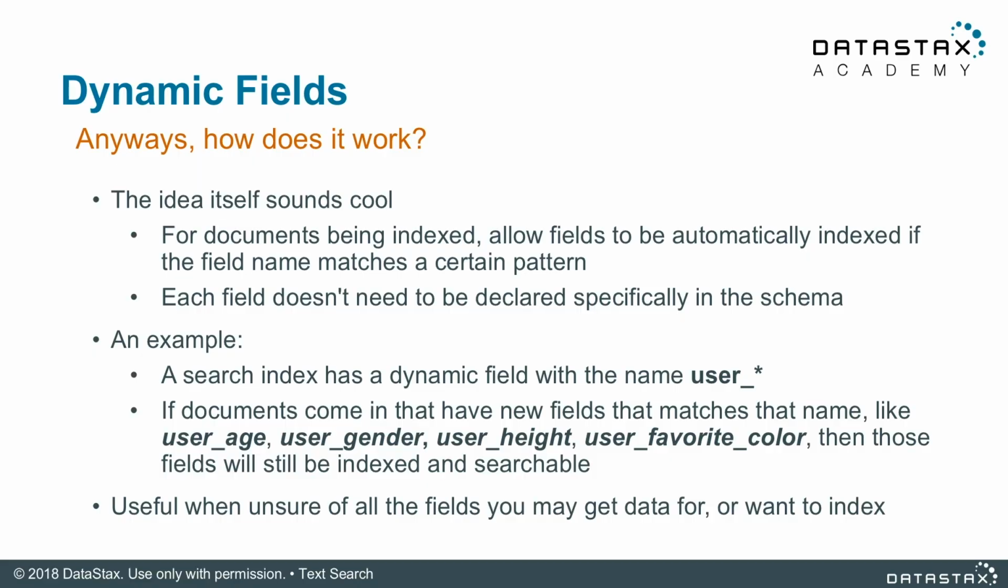A dynamic field is a special type of field that allows additional fields to be indexed without being explicitly defined in the search index schema. As long as the name of the field matches a certain pattern that is set by the dynamic field, then they'll also be indexed. As an example, let's say you define a dynamic field with the name user_star. If there are other fields that are created, like user_age, user_gender, user_height, and so forth, then those fields will automatically be indexed and searchable. This may be useful when you have data you receive for indexing that is not consistent or does not follow a strict schema and allows for arbitrary field names.